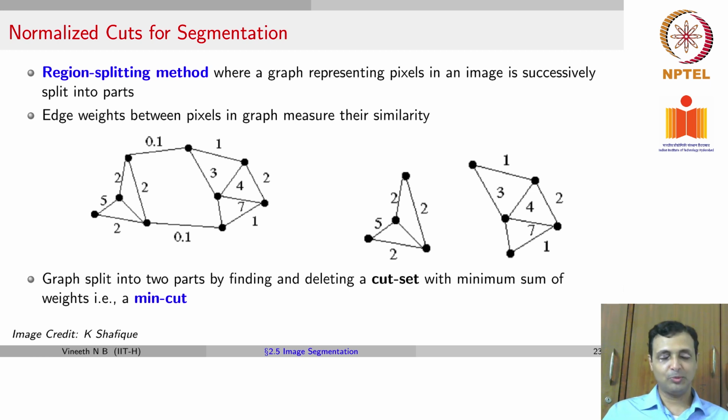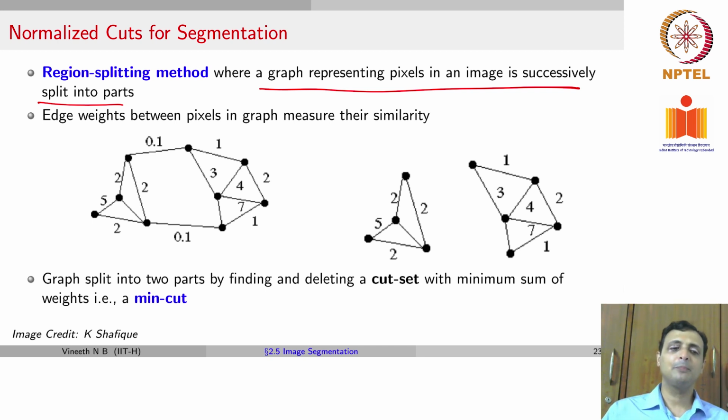One more method, which is not a region merging method but a region splitting method, is normalized cuts for segmentation. Once again, a very popular method, used for many years. Once again, a graph-based method, but a different approach. In this case, a graph representing pixels in an image is successively split into parts. It's not about merging this time, it's about splitting. How do you split it?